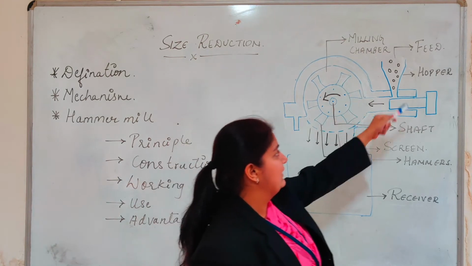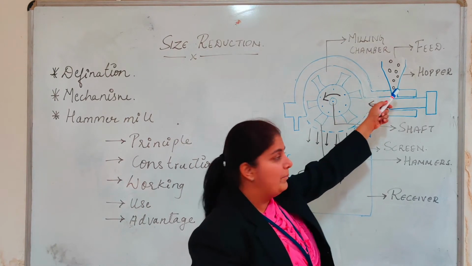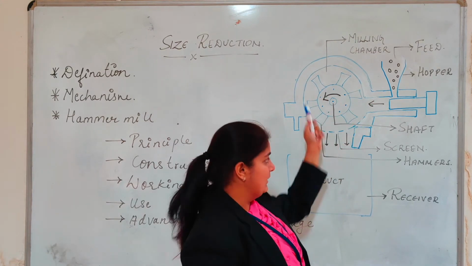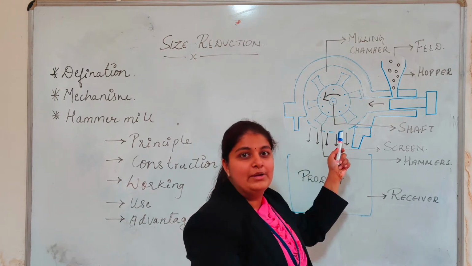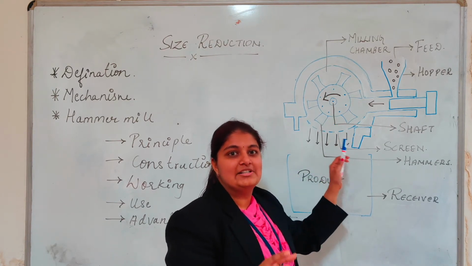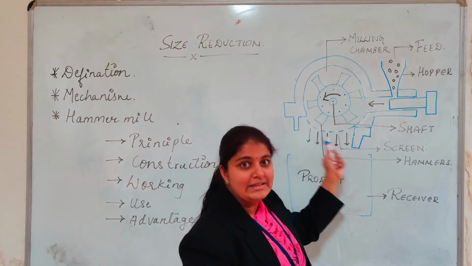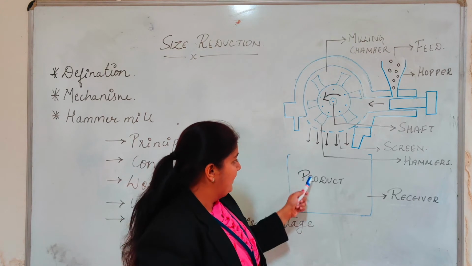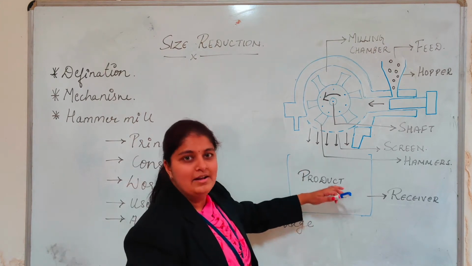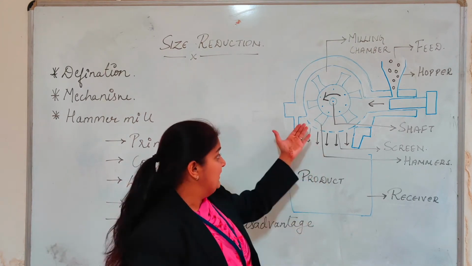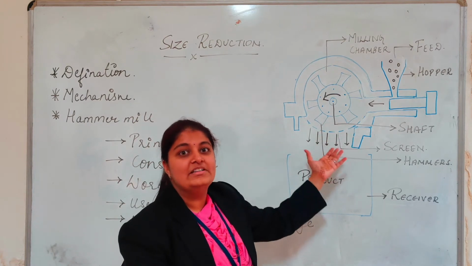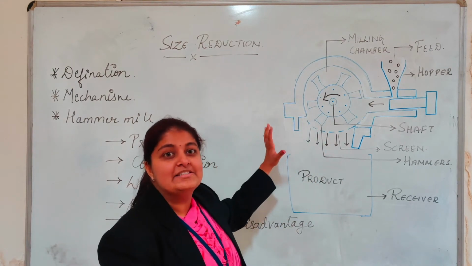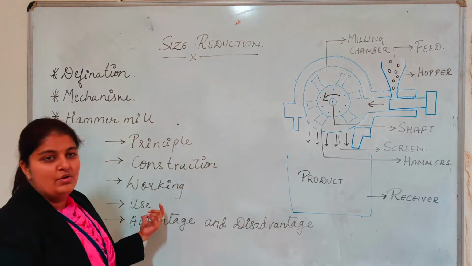As I mentioned, the feed we put into the hopper enters the milling chamber, and based on the RPM and the rotation of the hammers, the particles undergo size reduction. They keep on rotating within the milling chamber till the required size reduction has occurred. Once the size reduction occurs, the particles easily come out through the sieves, and we receive them in the receiver, that is the product. These sieves are interchangeable based on the size of the particles we need. This is a very simple setup and very easy to use.